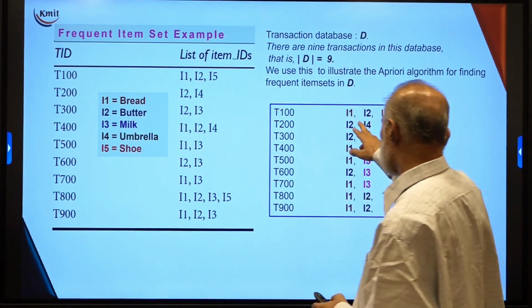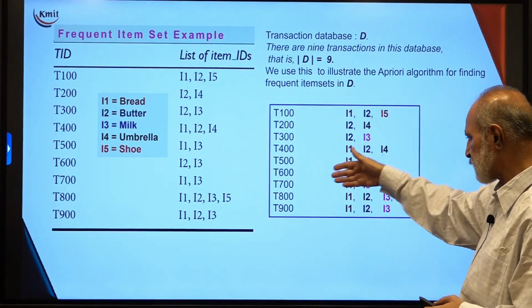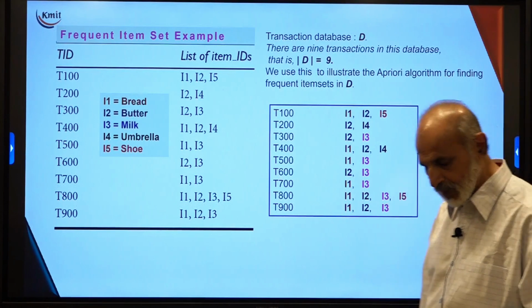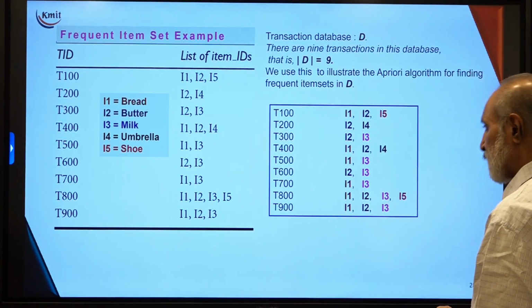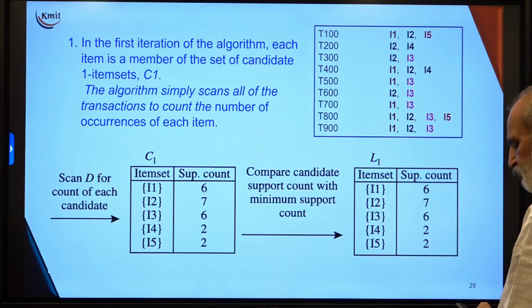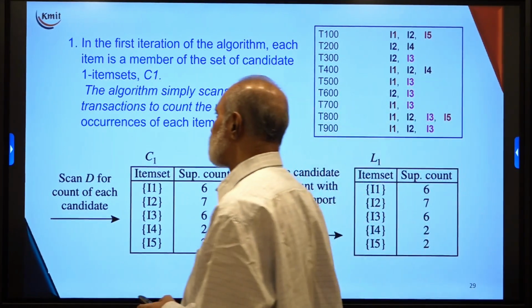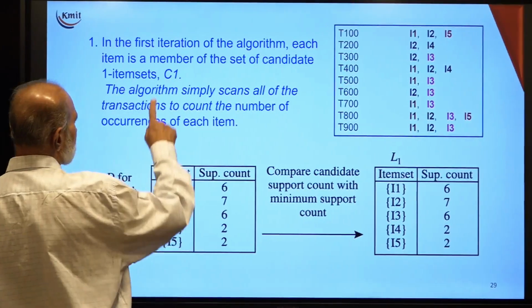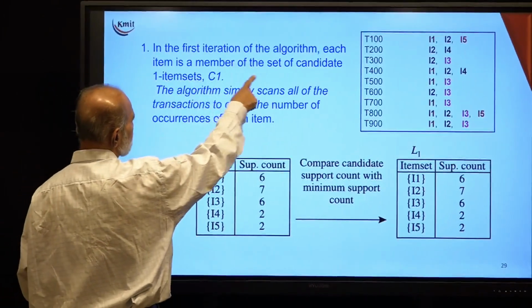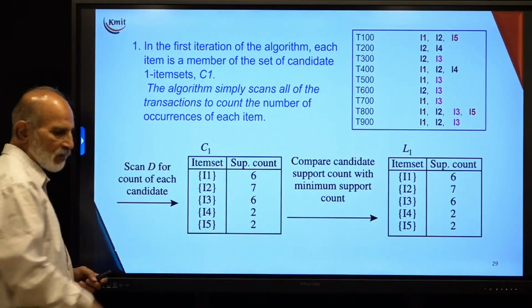T100 has I1, I2, I5, and so on up to T900. Now, let us do the algorithm called the Apriori algorithm and see the example. What we do is very simple. Step number 1: in the first iteration of the algorithm, each item is a member of the set of one-item sets called C1.